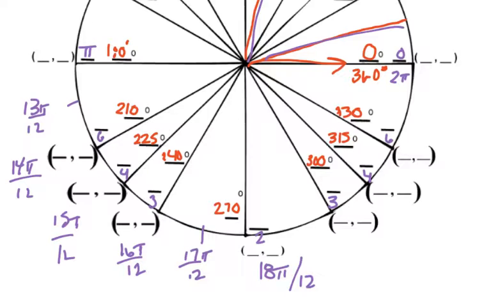So if we simplify, 14 pi over 12 definitely divides in half, so 7 pi over 6. Then we have 15 pi over 12, and so that's going to divide by 3, so we get 5 pi over 4. And then 16 divided by 4 makes 4 pi over 3. And then over here, let's see, we'll divide by 6, so 3 pi over 2.